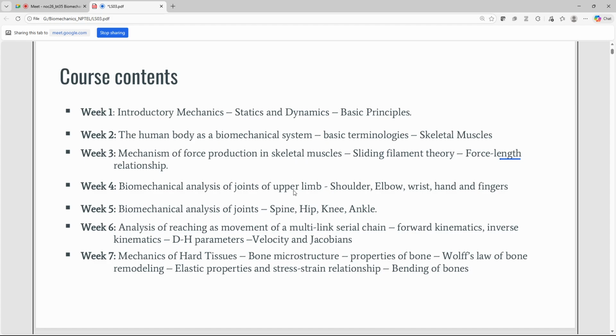Apart from that, we will see some analysis of the upper limb. That is simply saying arm. In the upper limb, the main joints are shoulder, elbow, wrist, and finger joints, and how these joints move with respect to each other, and what kind of muscles are helping these motions. All those things we will be seeing. You might have watched the videos, and we will discuss the questions regarding these topics in today's session.